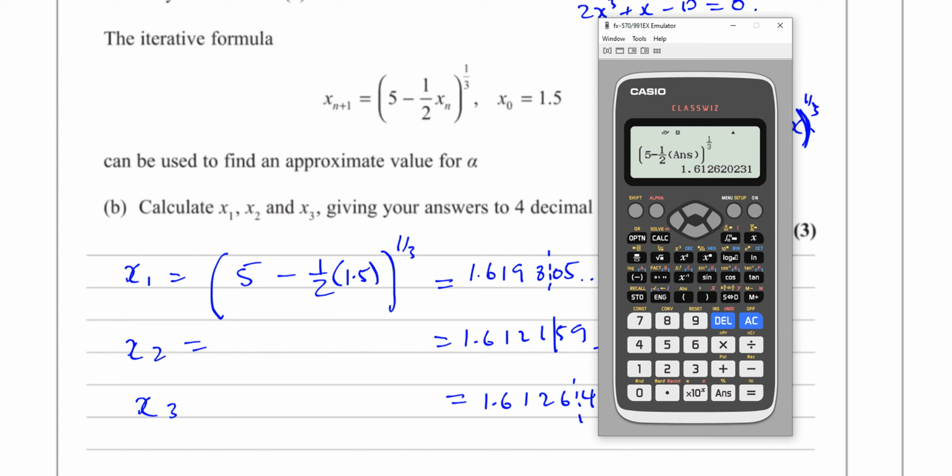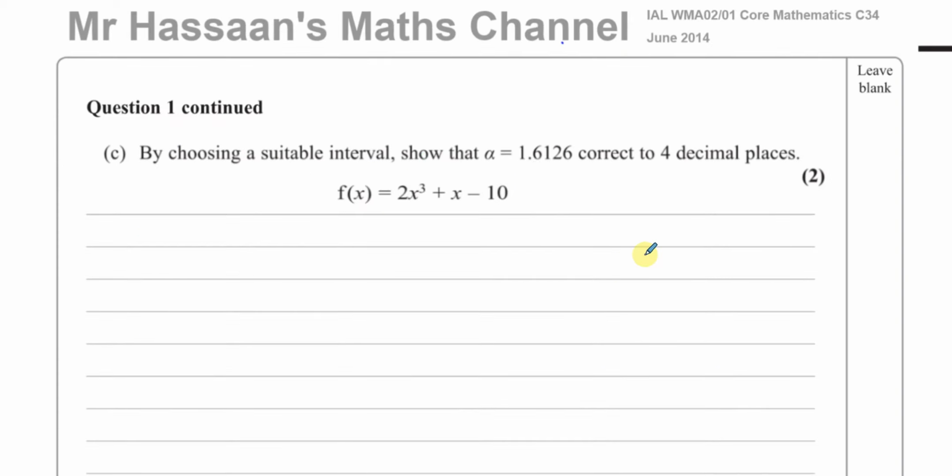Now part C, this is a question where some students were asking on the channel, how can you show that this is the root correct to 4 decimal places? Let me explain this. Basically, how can you justify, by using a suitable interval, that this is the root correct to 4 decimal places?